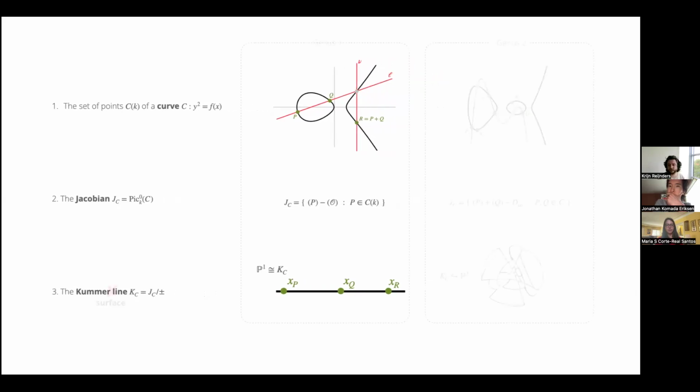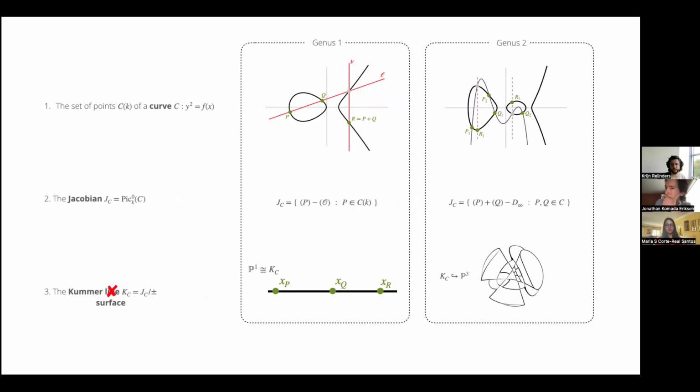But luckily in genus 2, this is slightly more complicated, right? In genus 2, the curve is a slightly higher degree object. The Jacobian is still these divisors, but the Kummer becomes a surface. In genus 2, it will become a surface in P3, and it looks a bit like that drawing right there.